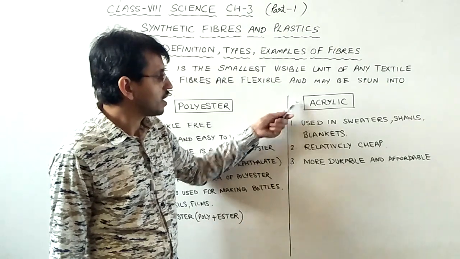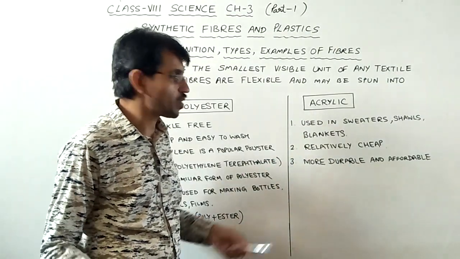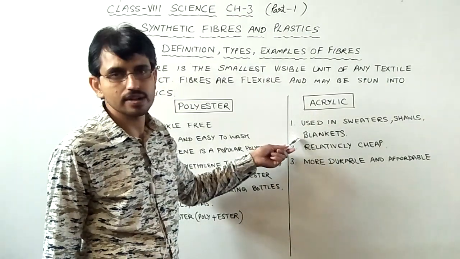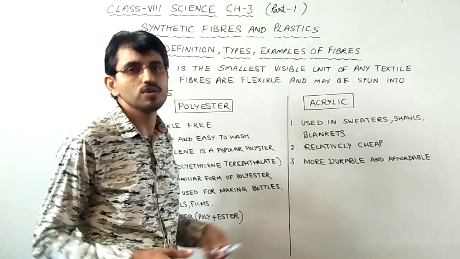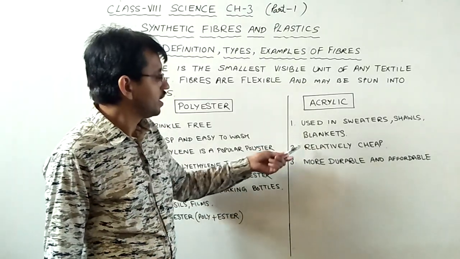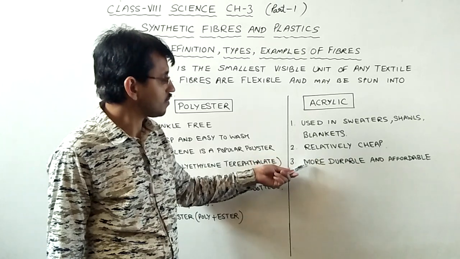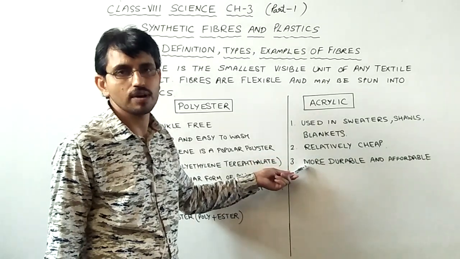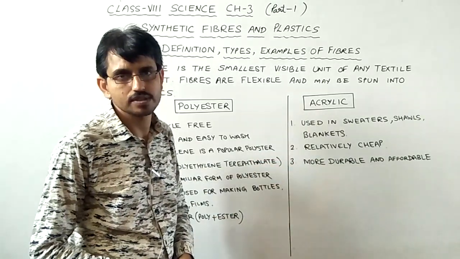Now acrylic. Acrylic is used in the making of sweaters, shawls and blankets. It is mixed with wool to enrich the quality. It is relatively cheap and is more durable and affordable as compared to other fibers.